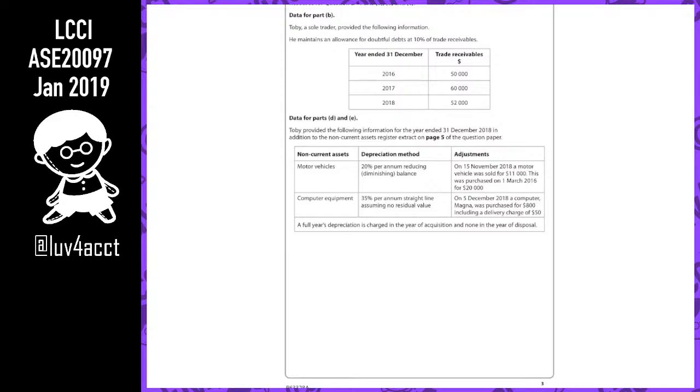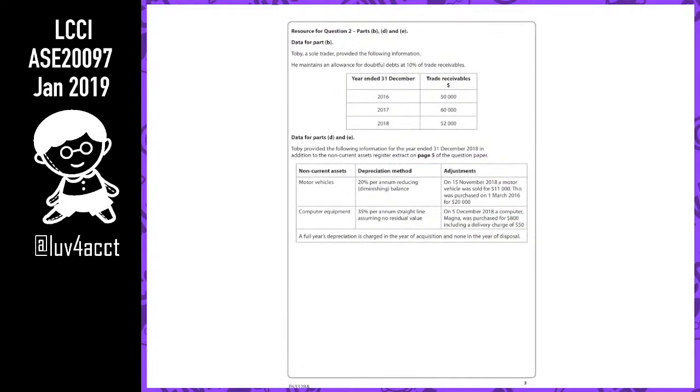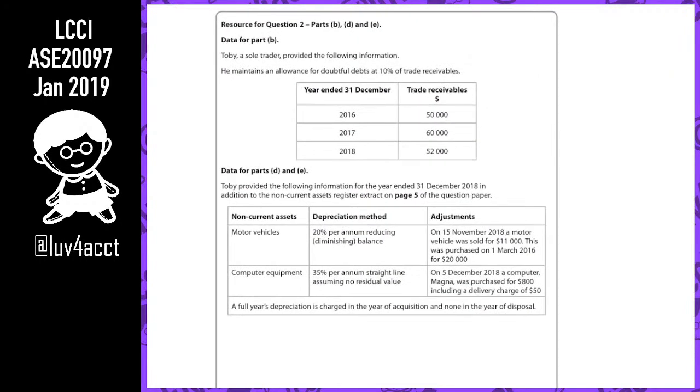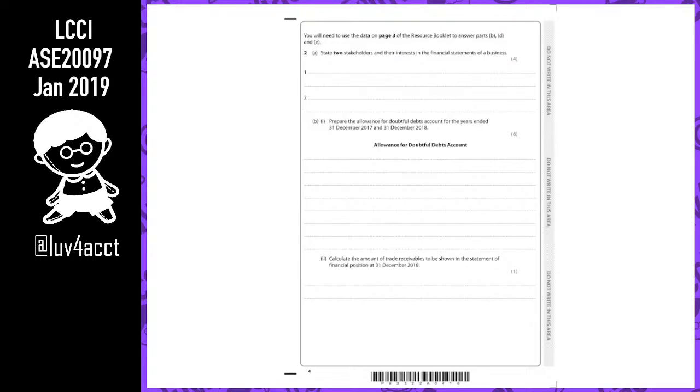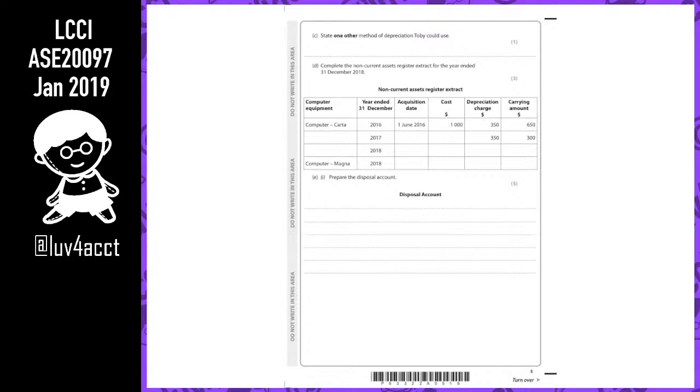I forgot to put the question details again. Why? Second question. Question 2. For me, it is sundry topics. Okay, let's see. You are given the trade receivables and allowance for doubtful debt and some non-current assets stuff. Okay, so you see, financial statement users, allowance for doubtful debt, and then also some current assets, non-current assets things. So sundry topics.